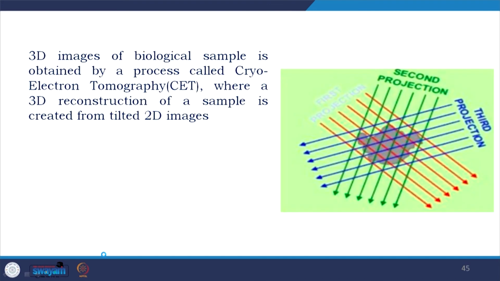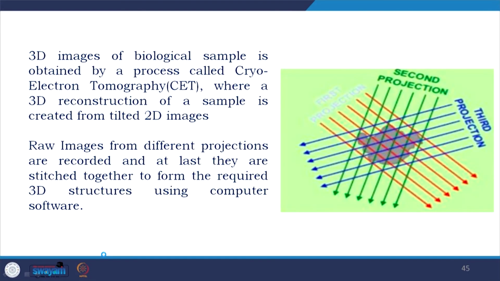So, 3D images of a biological sample are obtained by the process called cryo electron tomography or CET, where a 3D reconstruction of the sample is created from the tilted 2D images. Because of the tilting we get the angular changes. The raw images from different projections are recorded and at last they are stitched together to form the required 3D structure using computer software. So, if you see, this is the object and first, second, third, those projections are taken.